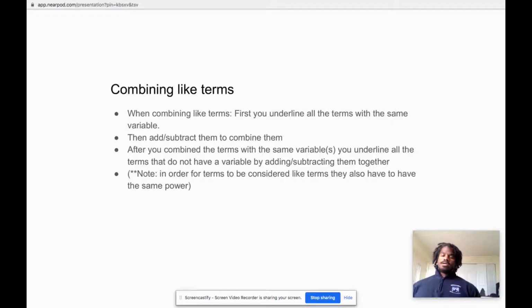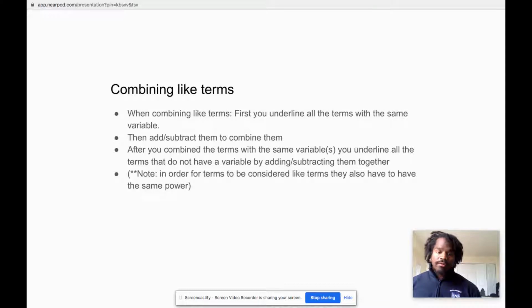Okay, so today we're going to be going over combining like terms. When you combine like terms, first you want to underline all the terms with the same variable. Then you add and subtract them to combine them. After you combine the like terms with the same variables, you underline all the terms that do not have a variable by adding and subtracting them together.